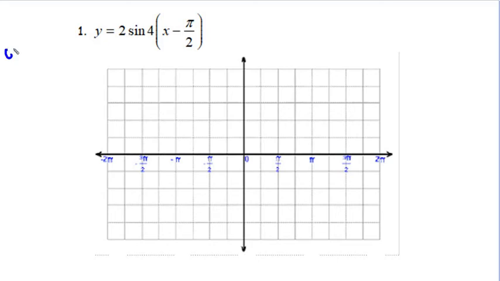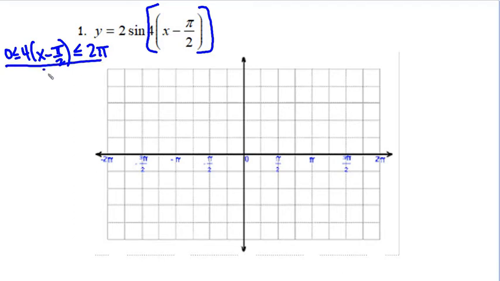So I'm going to take my argument. Make sure you get the entire argument. So that includes this 4. So this whole argument, whatever we're taking the sine of, 4 times x minus pi over 2, less than or equal to 2 pi. Okay, so I'm going to divide the whole thing by 4.